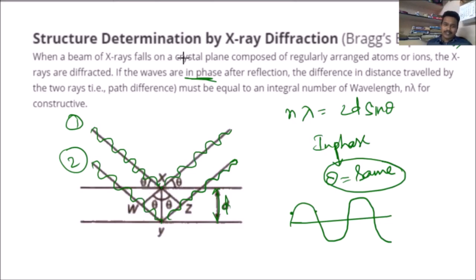Then only we can say that it is in phase. What is the path difference? Up to here these two waves are the same, the same distance. The second wave can travel an extra distance. What is the extra distance? This is the distance. And here also, this is the extra distance. How can you get the distance?